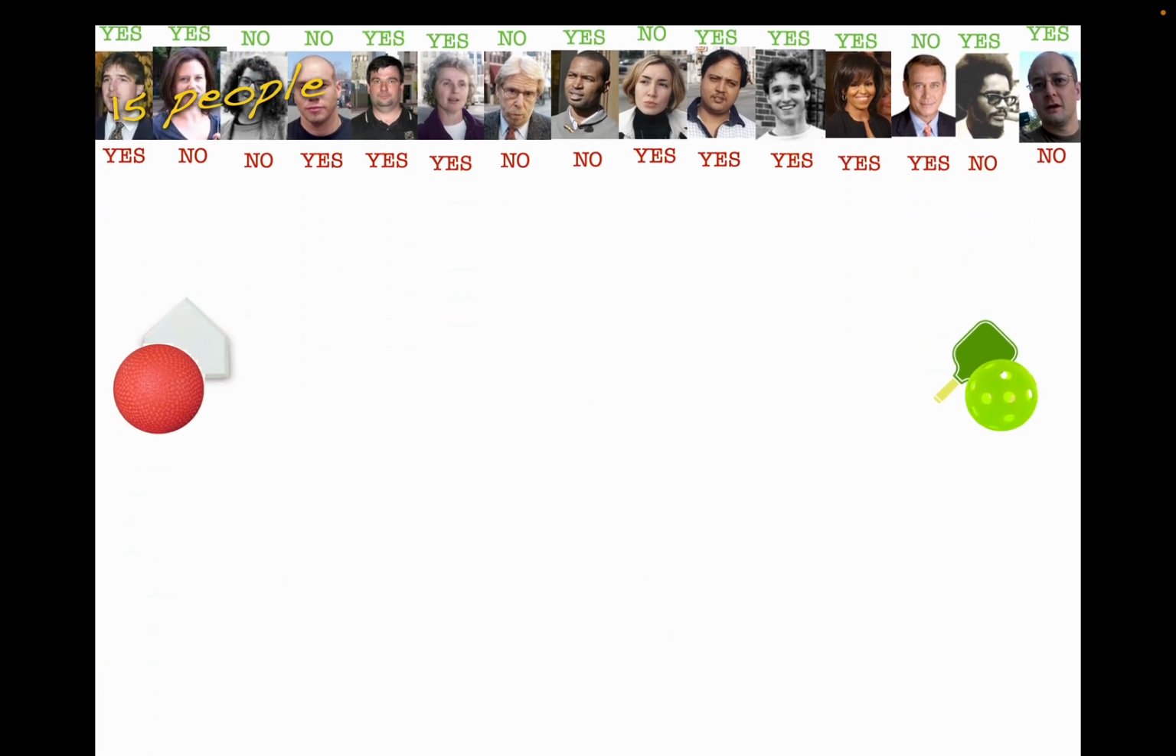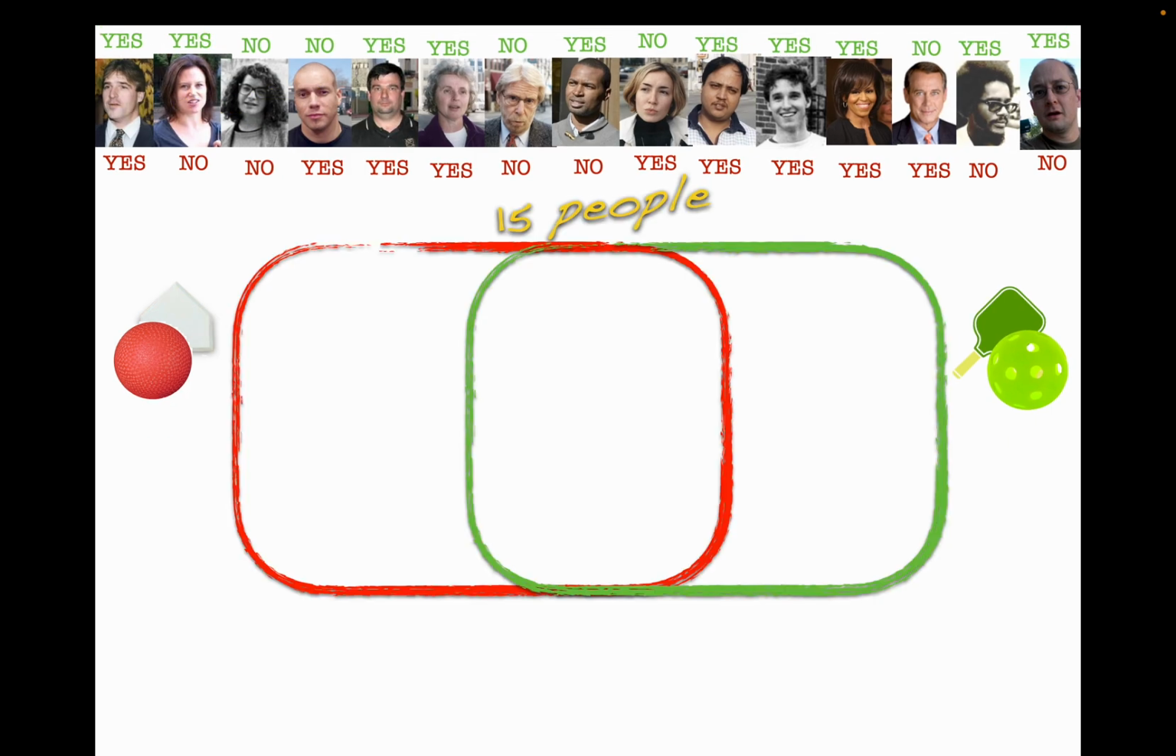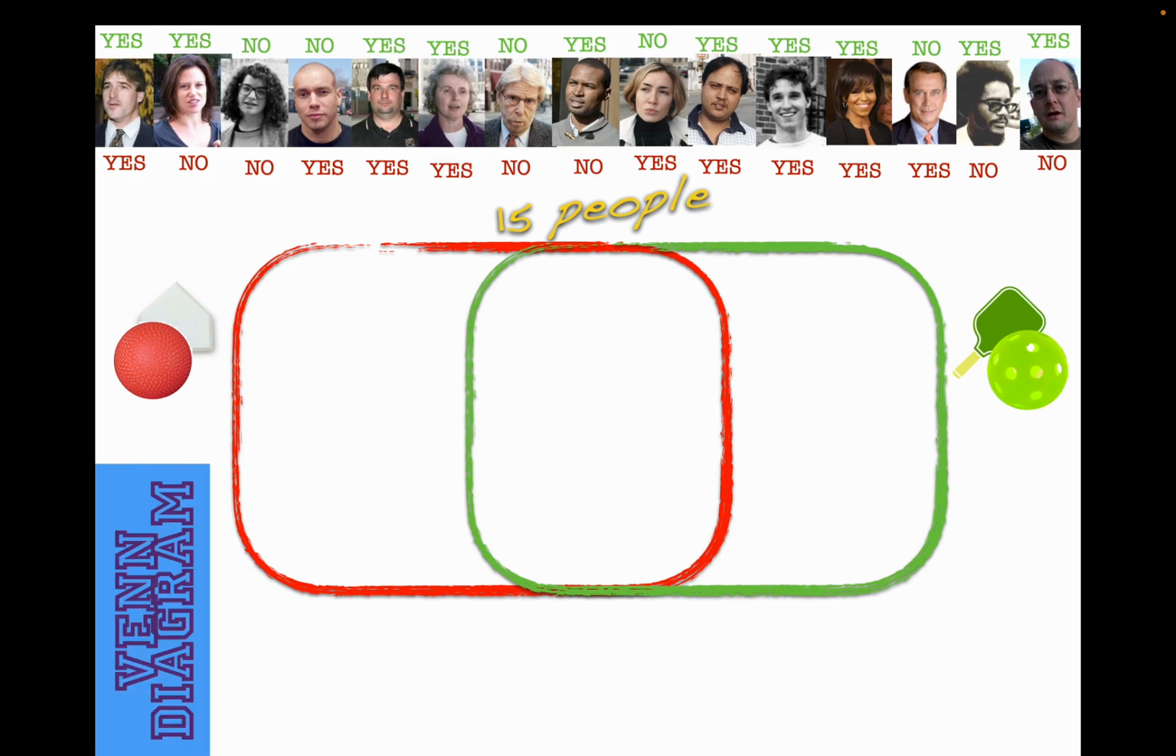One way you can organize this kind of data, which is not numeric, is you can use something called a Venn diagram. You might have heard of a Venn diagram before or seen a Venn diagram before. It's where you have overlapping sections that helps you to organize information. For instance, I could take this guy and I could put him right in the middle where those two sections overlap. Why? Because he is in the red kickball section, but he is also in the green pickleball section. He is a yes, yes.